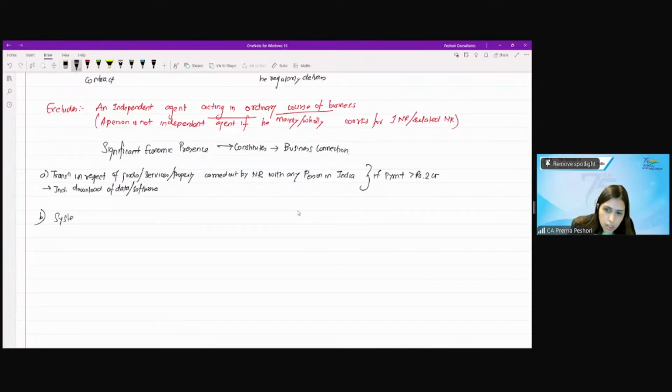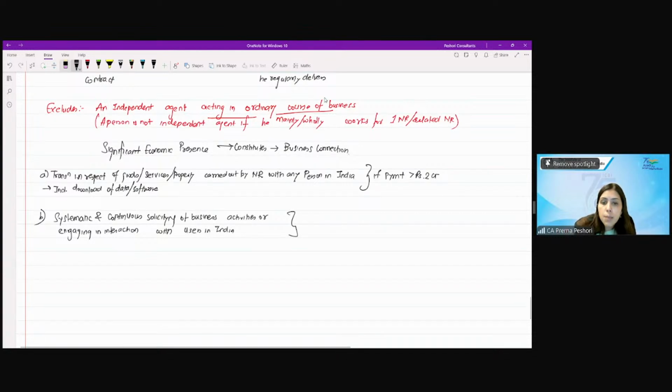So, systematic and continuous soliciting of business activities or engaging in interaction with users in India, and the number of users as may be prescribed.